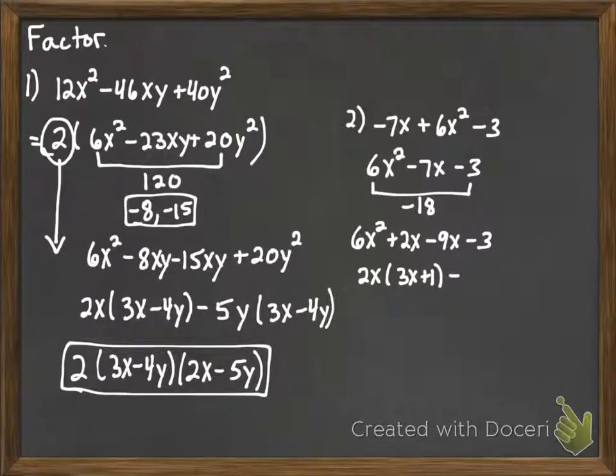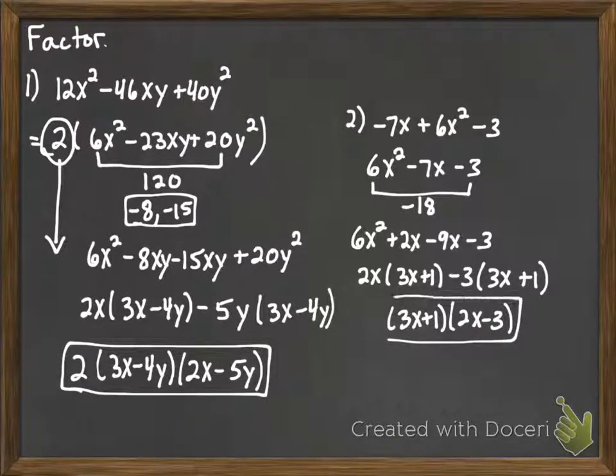We have a 9x and a minus 3. We can pull out a 3. Again, it's negative, so that's going to change the signs to 3x plus 1. And then we pull out the 3x plus 1 out of both to get our answer. 3x plus 1 times 2x minus 3. Okay, good luck as you're working on factoring problems of this format.